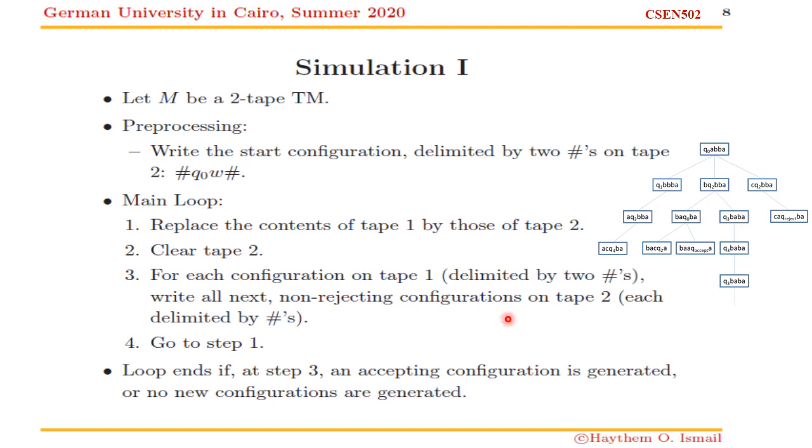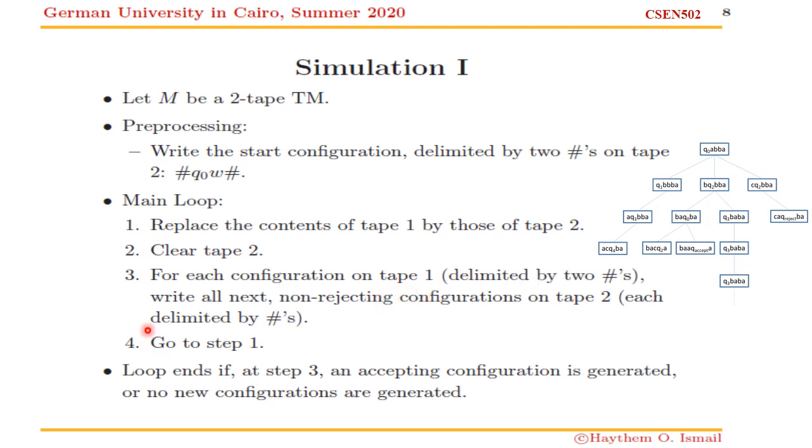Now, when do we stop this loop? The loop ends if at step 3, when you're generating the next configurations, an accepting configuration is generated, or you don't find any new configurations to generate. There are no next configurations, all right?